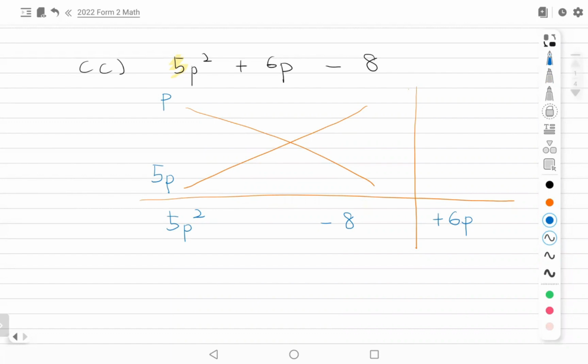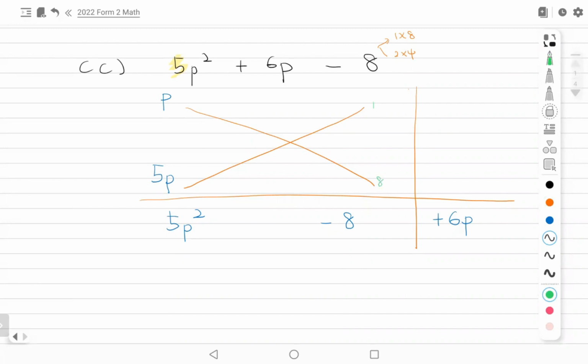Then for 8, you have 1 times 8. Yes, 2 times 4, right? 2 pairs only. Which one you want to choose? Is it 1 times 8 or 2 times 4? So I have to think first. What we can do is write a small number there. Maybe we can try 1 and 8.